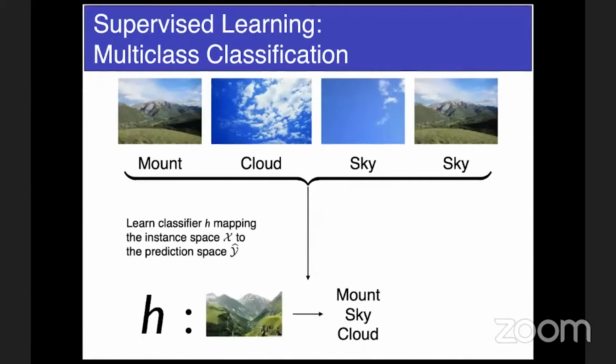And what's the task? You have data like this: image 1, mountain; image 2, cloud; image 3, sky; image 4, sky. What's the goal in supervised learning? The goal in supervised learning, at least in multi-class classification, is to learn a classifier which takes in an image and outputs one of mountain or sky or cloud. So that's the goal. You have to learn a classifier which does that. And what should it satisfy?